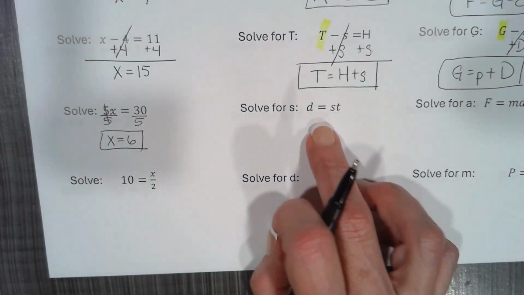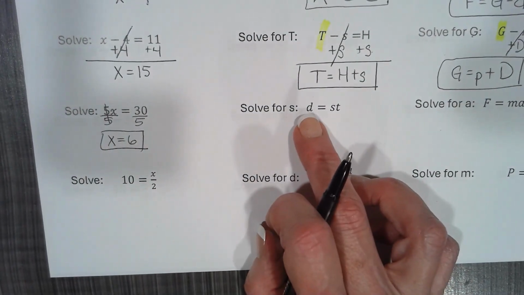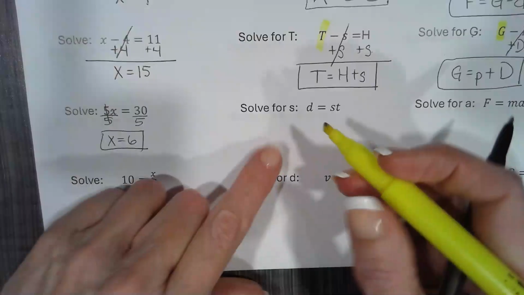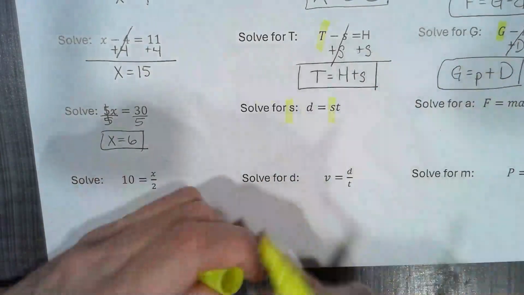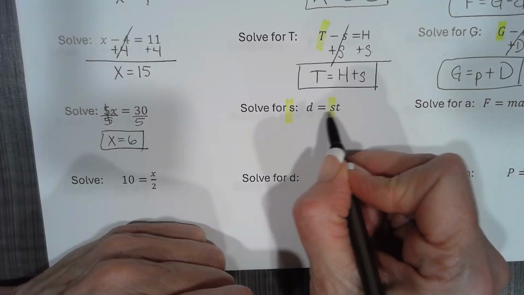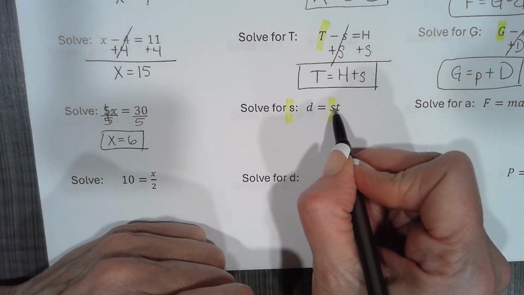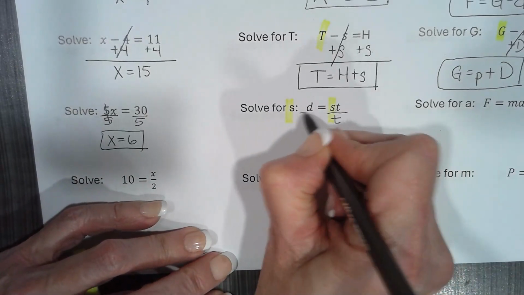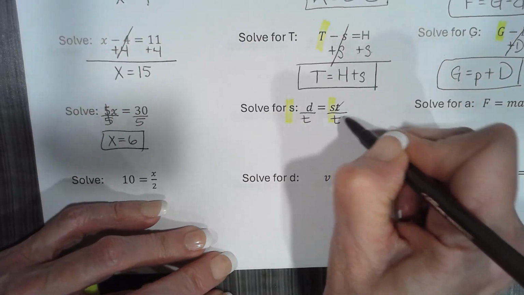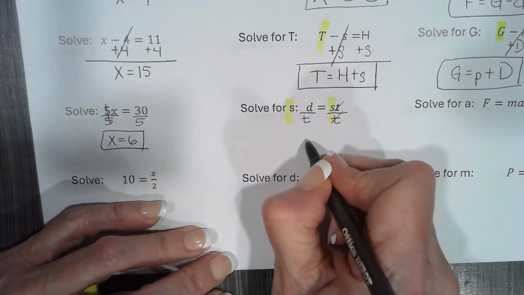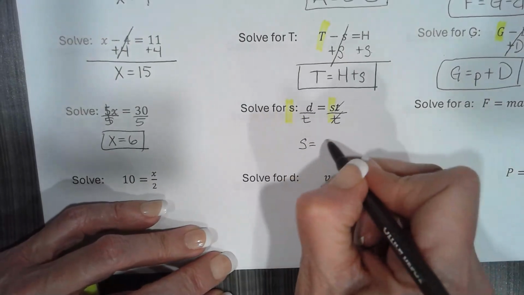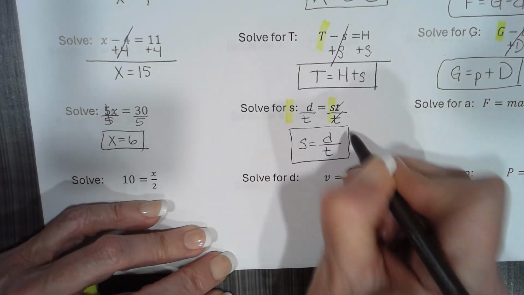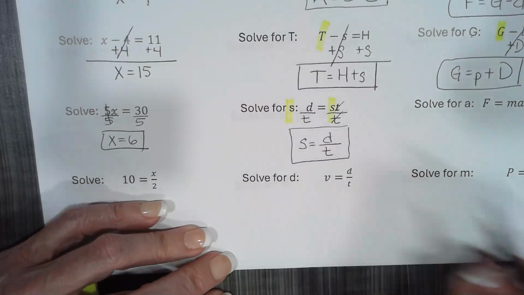Here, this is actually a distance formula. Distance equals speed times time. It's a real formula. I am solving for s. So I need to move the t. The t is connected to the s by multiplication. So the way I'm going to remove the t is by dividing both sides by t. So the t's cancel, and I'm left with an s all by itself, and it's equal to d divided by t. Speed equals distance divided by time.